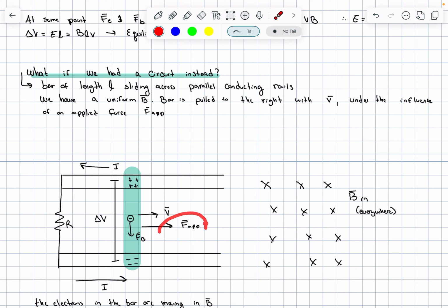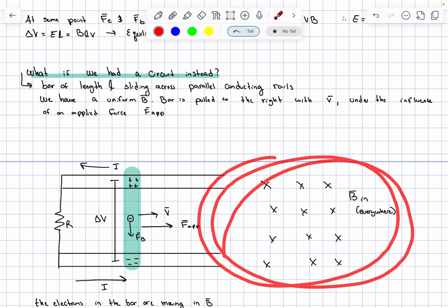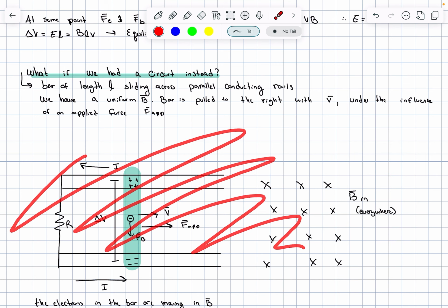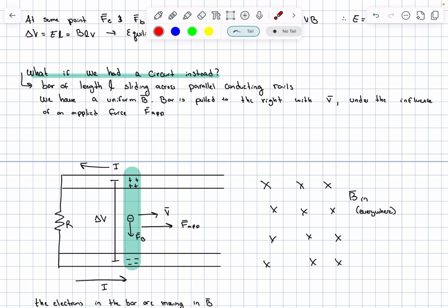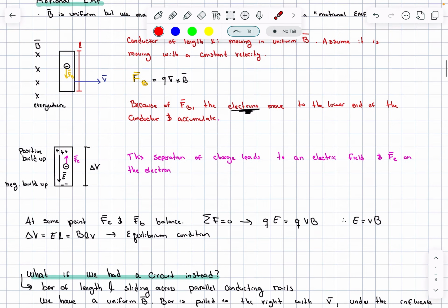And we can think of it as having this applied force that's pulling it to the right because something is making it move. And we just call that F applied. We have this magnetic field going into the page literally everywhere along here. And then the exact same thing that we saw here applies.